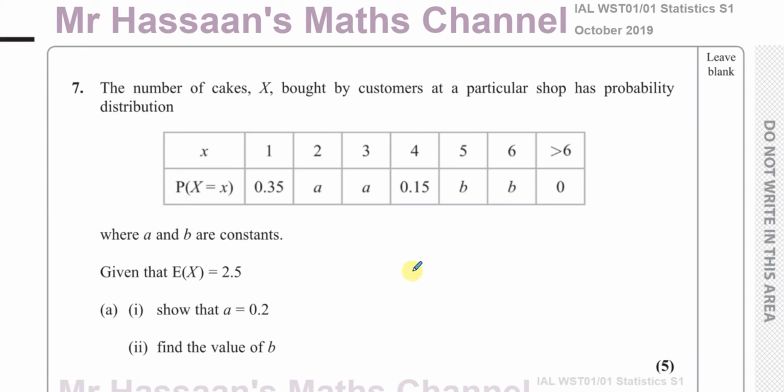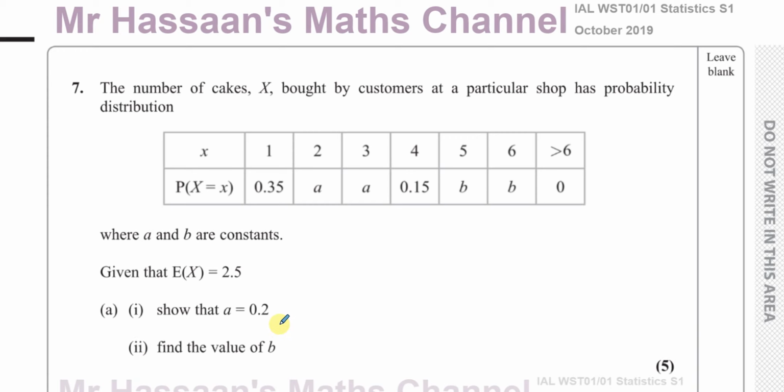So the probability, for example, that somebody buys 4 cakes is 0.15. Now, given that E(X), the expected value of X, which means the mean number of cakes bought by the customers, is equal to 2.5, show that a equals 0.2 and find the value of b.